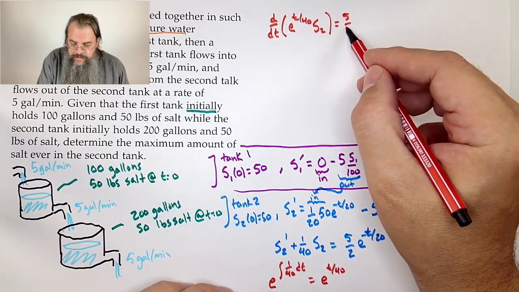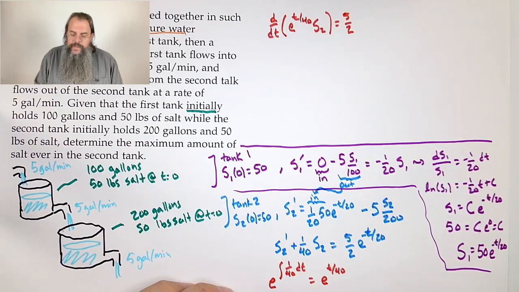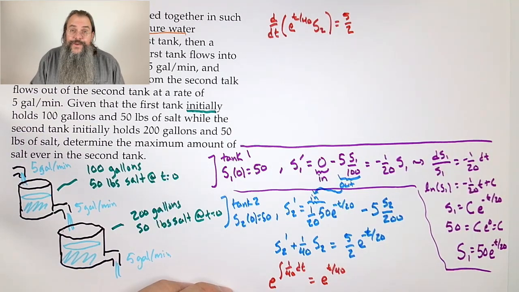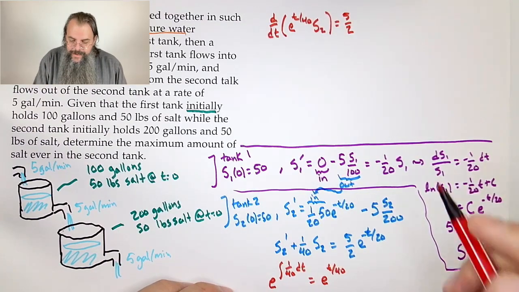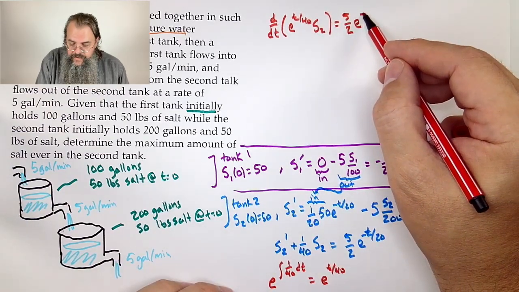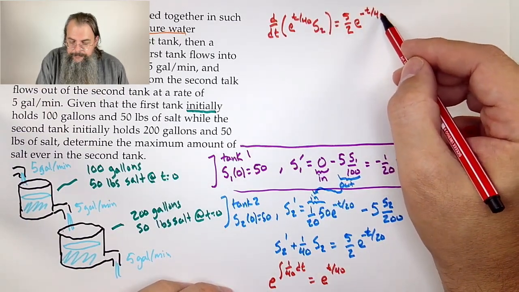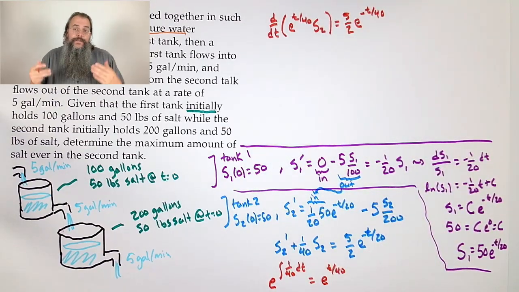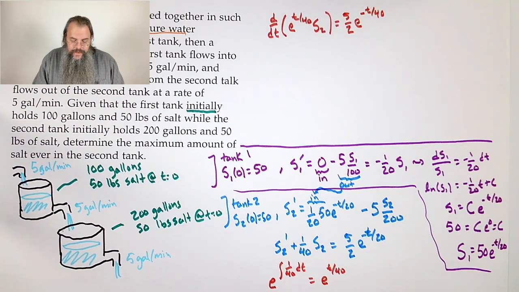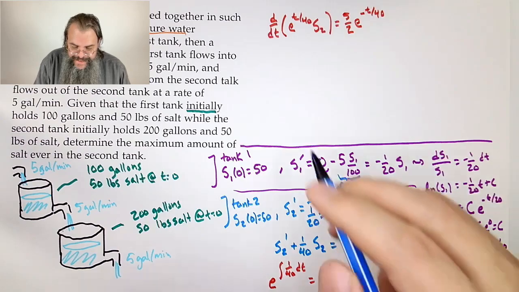this other side is going to be 5 halves, and then we're going to have t over 40 and then minus t over 20. When they combine together, what do they become? Well, they're going to become e to the minus t over 40. So, all right, it's minus the 20th plus the 40th. Okay, great. Well, integrate both sides.